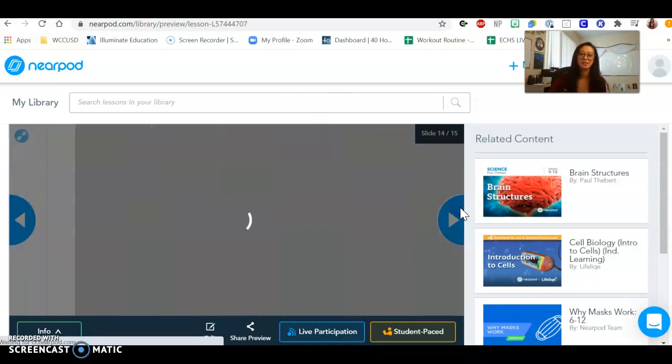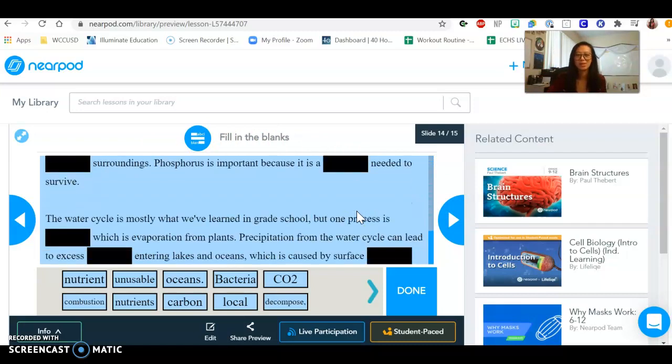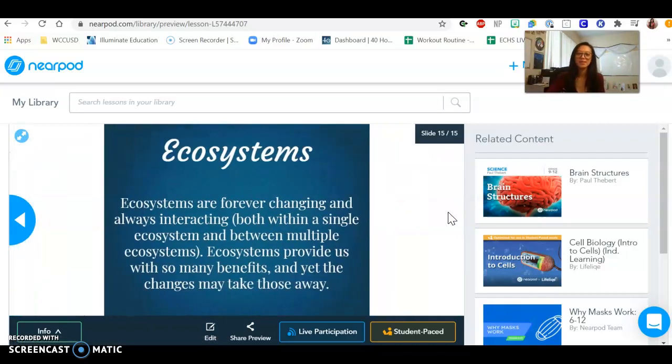And then the last thing that we did was this final fill in the blank, just to review some really important parts about the biogeochemical cycles. So go ahead and work through this, and then if you read back the 4 paragraphs, you'll get the big ideas of the biogeochemical cycles. And then the whole point of this was to talk about ecosystems and how they're always changing and always interacting, and that they provide us with a lot of benefits. And that's what led us into talking about ecosystem services and what those are and how ecosystems provide for us. Awesome. So that was what we did on Monday.